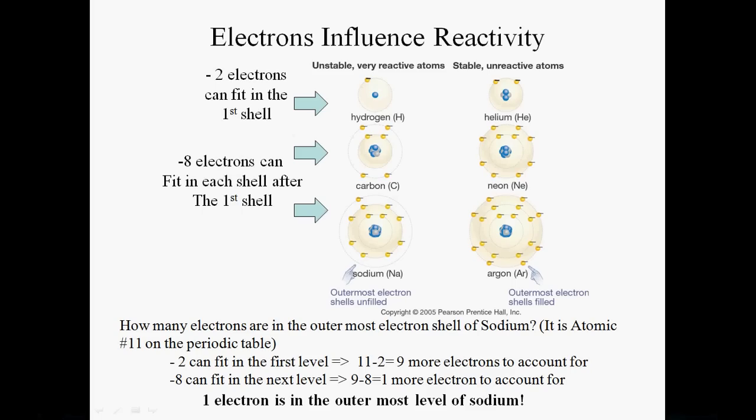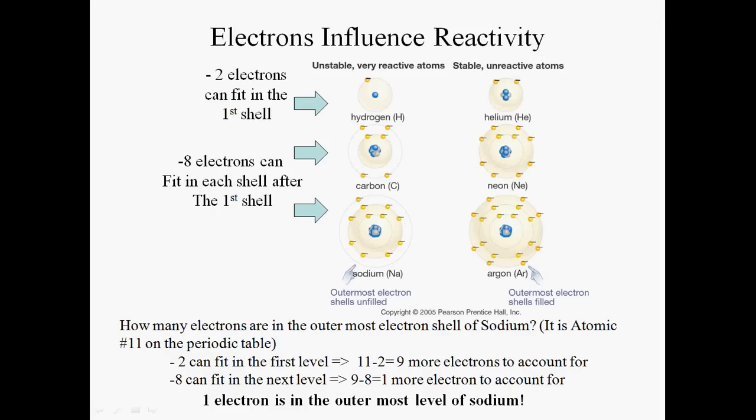The last subatomic particle that we'll speak about are the electrons. If you look at your chart, you'll notice that the electrons influence the reactivity of the atom, and they're found in the outer shells. The outer shells act like rooms with a given capacity. The first shell can fit 2 electrons in it, and each shell after that can fit 8 electrons in it.